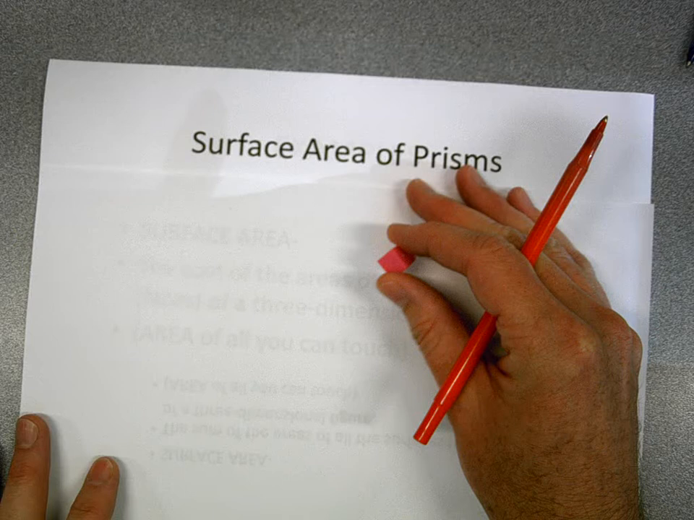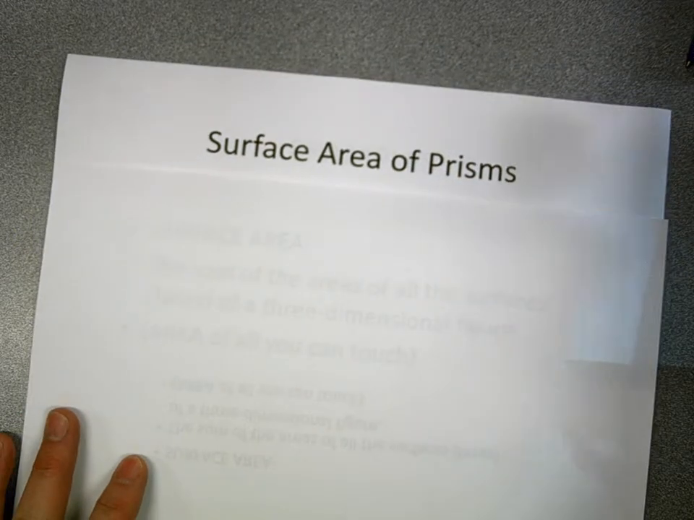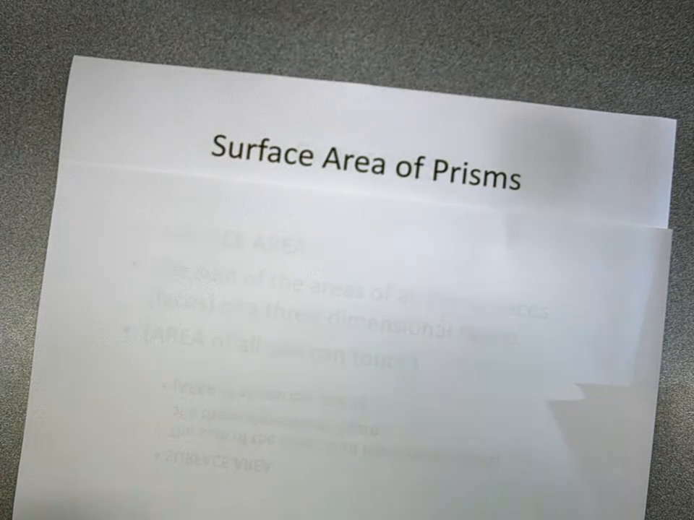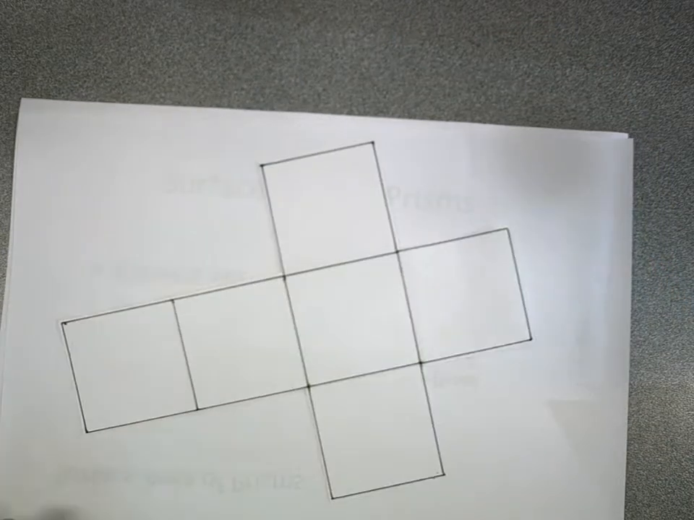Well, today we're dealing with prisms, but we're talking about a different part of those prisms. It's like when we talk about area versus perimeter of a rectangle. Two different things, same rectangle, but you can talk about two different parts of that rectangle. That's what we're dealing with today. We're dealing with prisms, but we're not going to talk about volume, we're going to talk about something else.